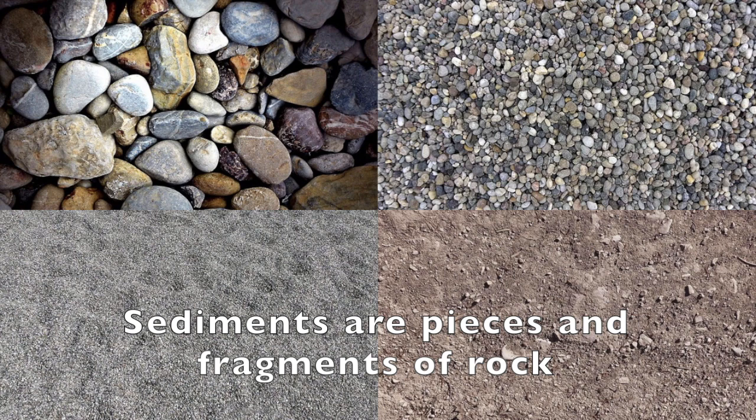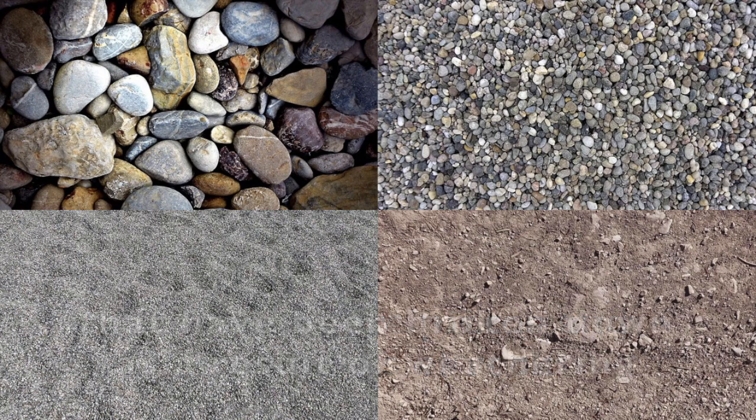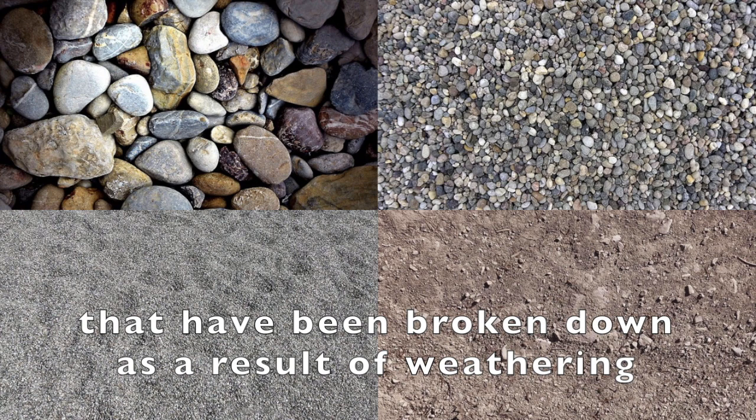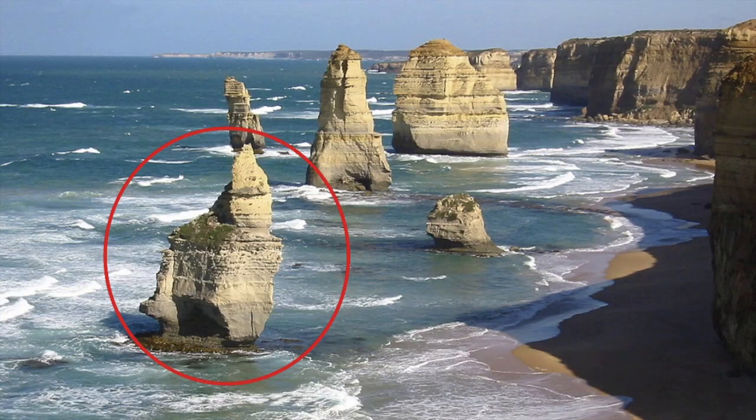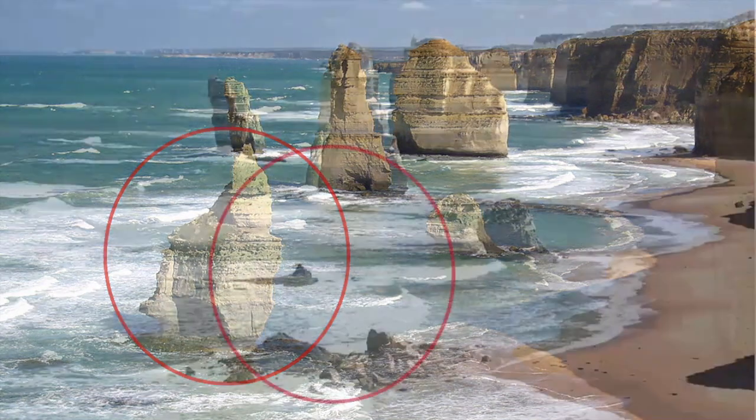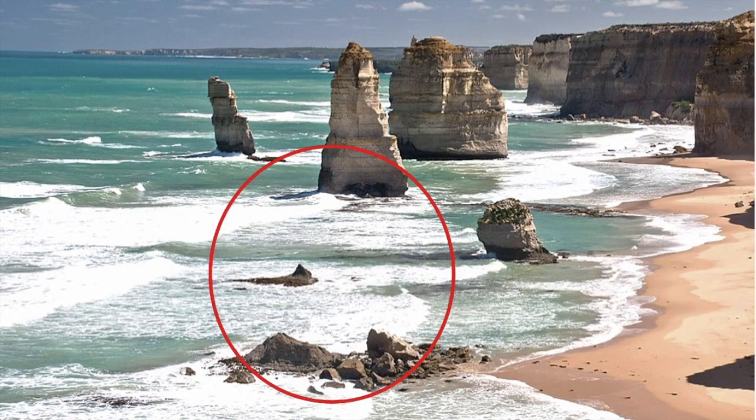Sediments are pieces and fragments of rock that have been broken down as a result of weathering by wind, ice, water, gravity, or other agents. For example, let's look at this rock here. We saw this in an earlier video. Over the years, wind and water and other agents of weathering broke this down into tiny pieces, and that's what sediment is, those tiny pieces.